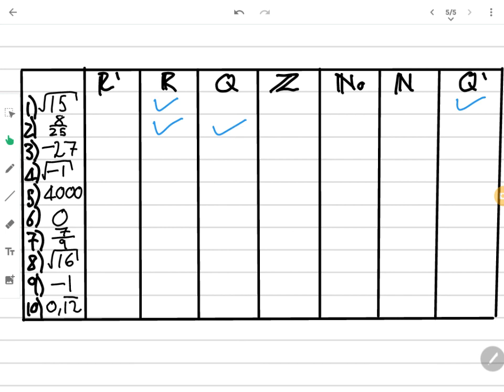You can complete the rest of the table. You tick wherever it's necessary, or whichever one you think it is. I'll put down the answers for you maybe tomorrow or in a few days, but you can do the rest of this exercise by yourself.